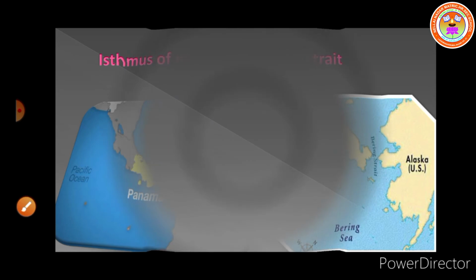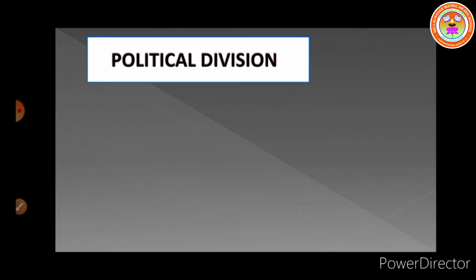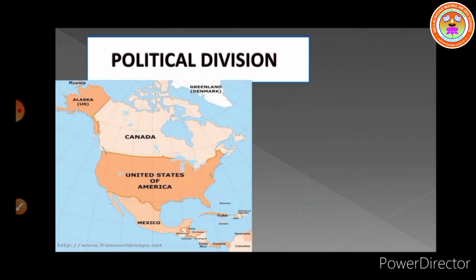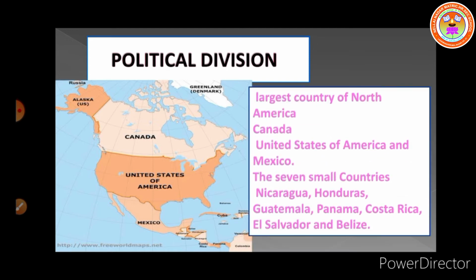Next, let us see political division. North America is the 3rd largest continent next to Asia and Africa. 24 countries are there in North America. North America has 3 large countries and several small ones. Canada is the largest country of North America, followed by the United States of America and Mexico.